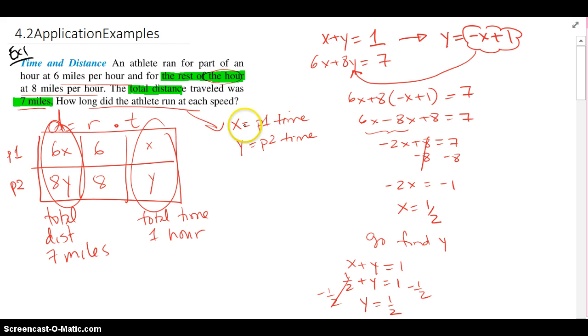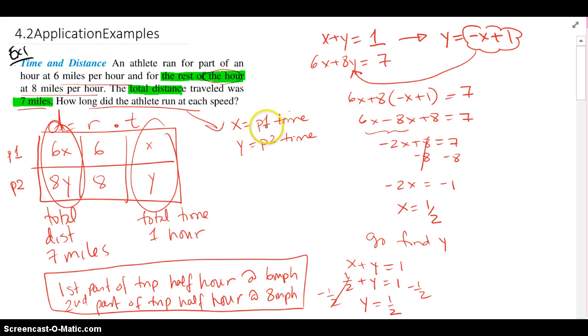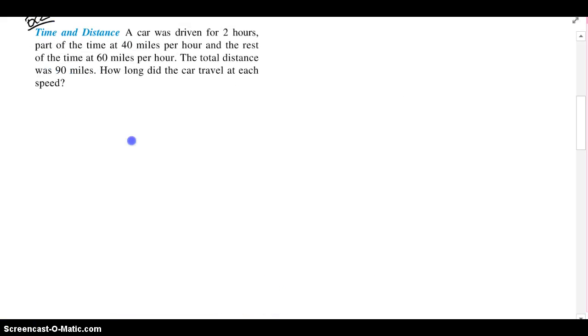So now I go back and I respond to what I was supposed to find. I've gone on and said first part of the trip was half hour at 6 miles per hour, and then second part of the trip was also half hour at 8 miles per hour, because we were supposed to find how long he ran at each speed. Half hour at 6 miles per hour, half hour at 8 miles per hour.